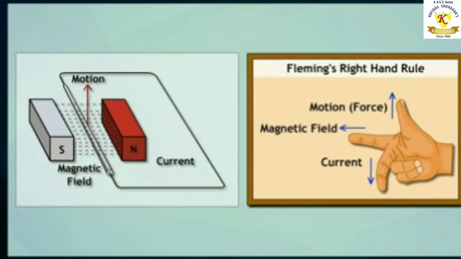According to Fleming's right hand rule, if the thumb, the forefinger and the middle finger of the right hand are stretched perpendicular to each other, then the thumb represents the direction of movement of the conductor. The forefinger represents the direction of magnetic field and the middle finger represents the direction of the induced current.